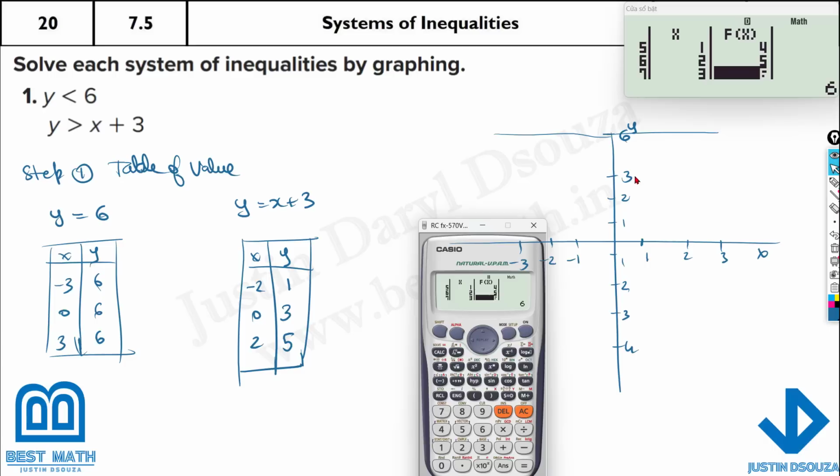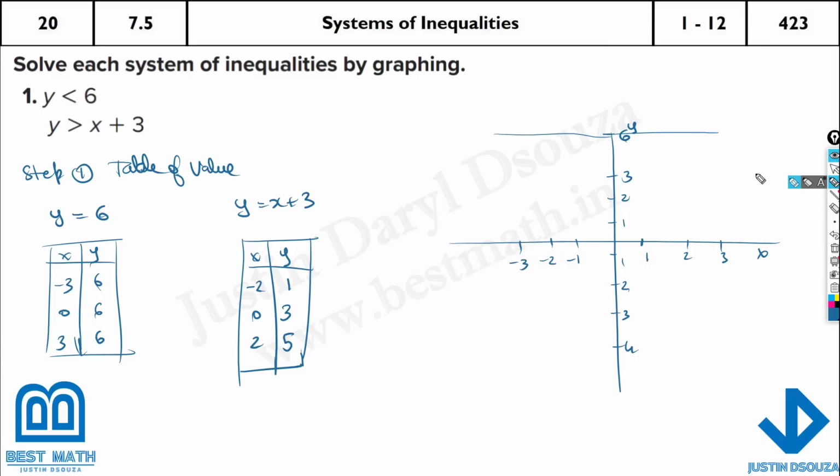What about the graphing now? Here, when x is -2, what is the y value? It's 1. Somewhere over here will be the point. What about the next one? When it's 0, it is 3. This is the point. And when it's 2, it will be 5, somewhere over here. This is not to scale. That's why it's inaccurate. Now let me just join these points. Okay, that'll be something like that.